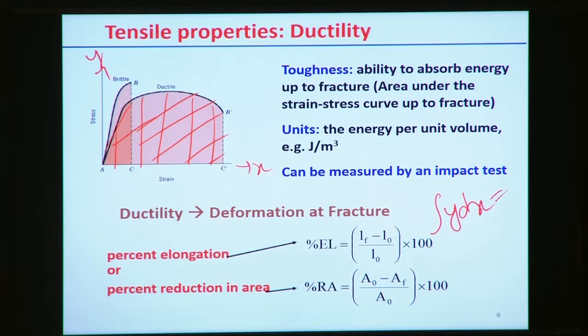But how can we measure these properties? This property can be measured by one specific test, called the impact test. The toughness measurement can be done that way.